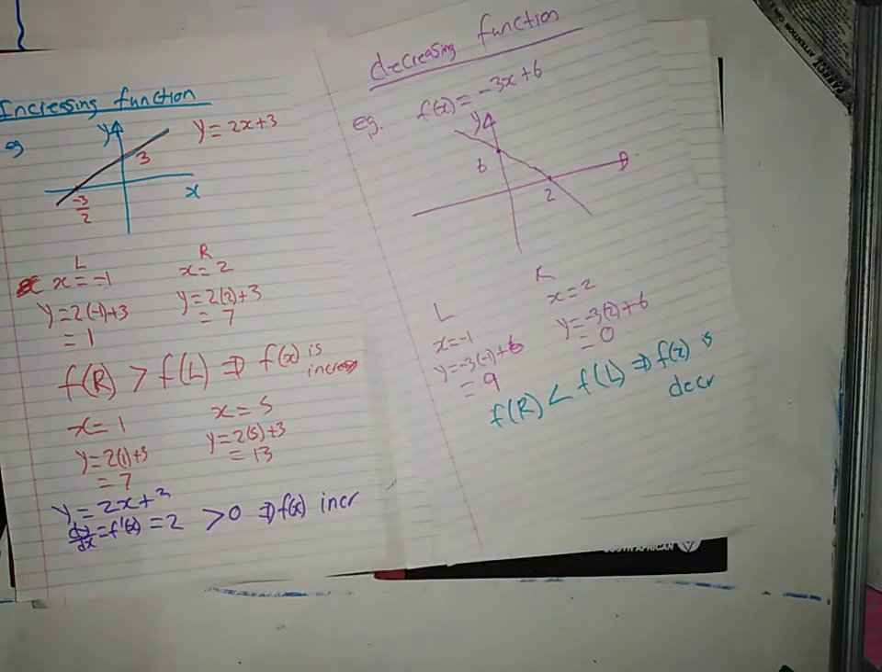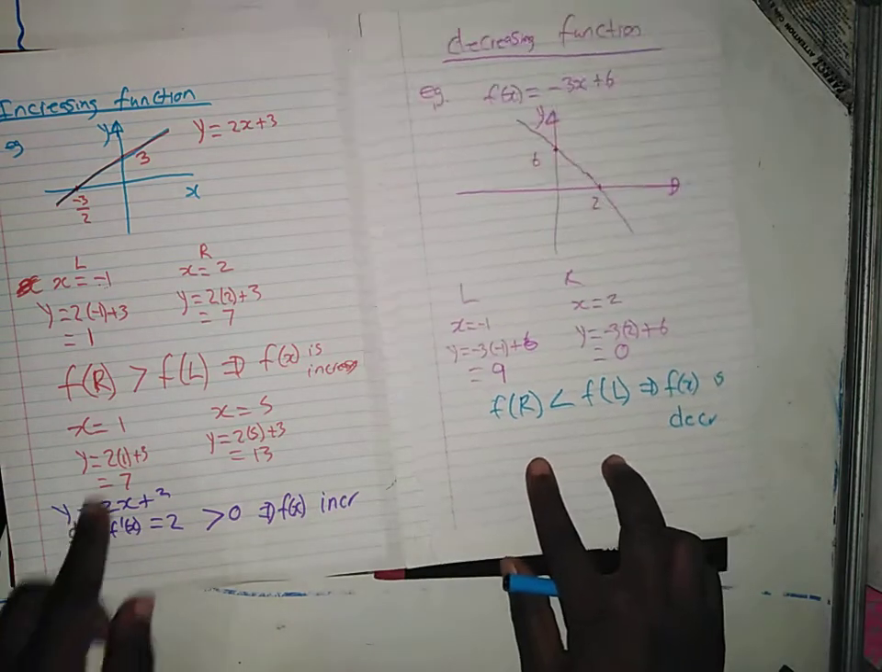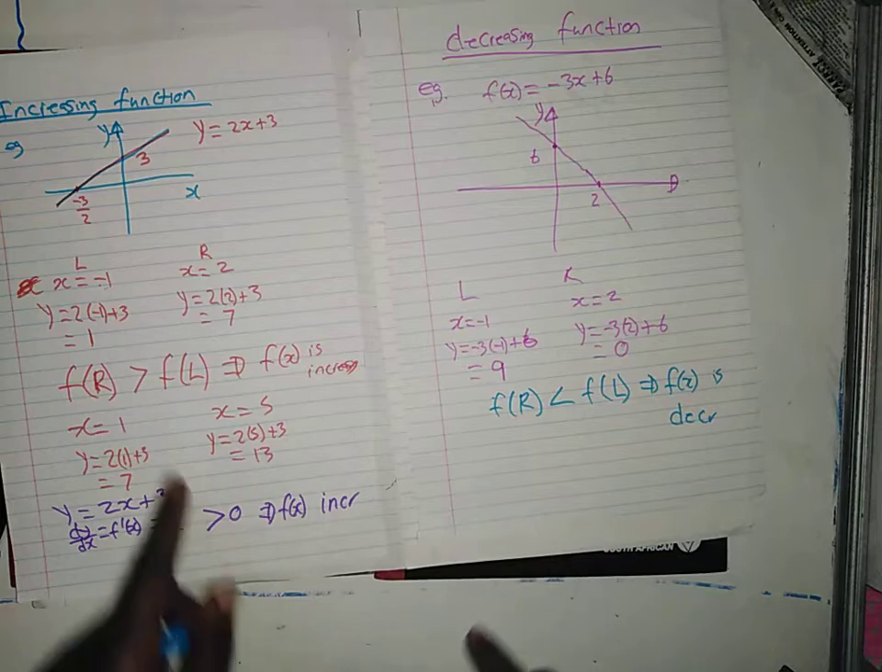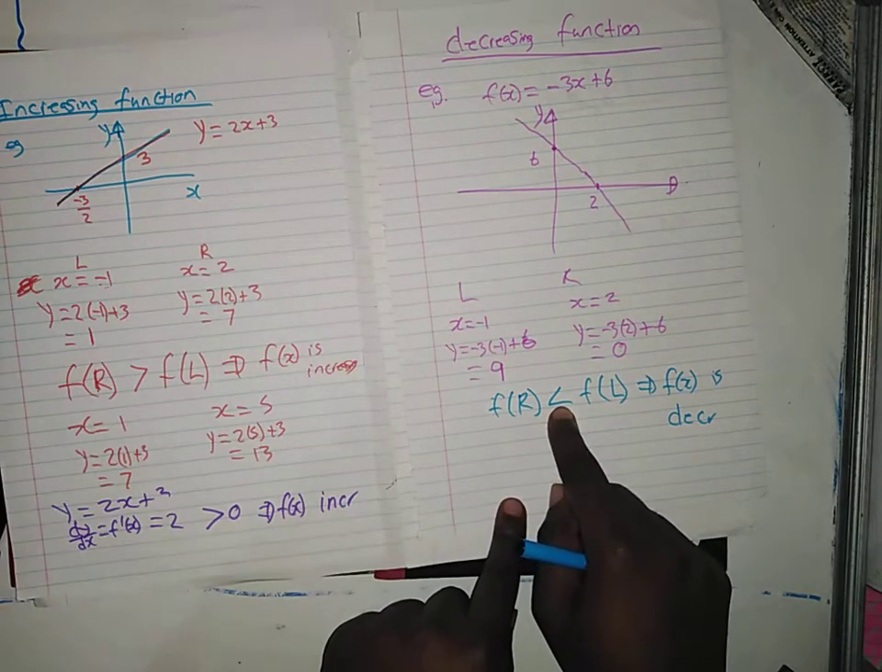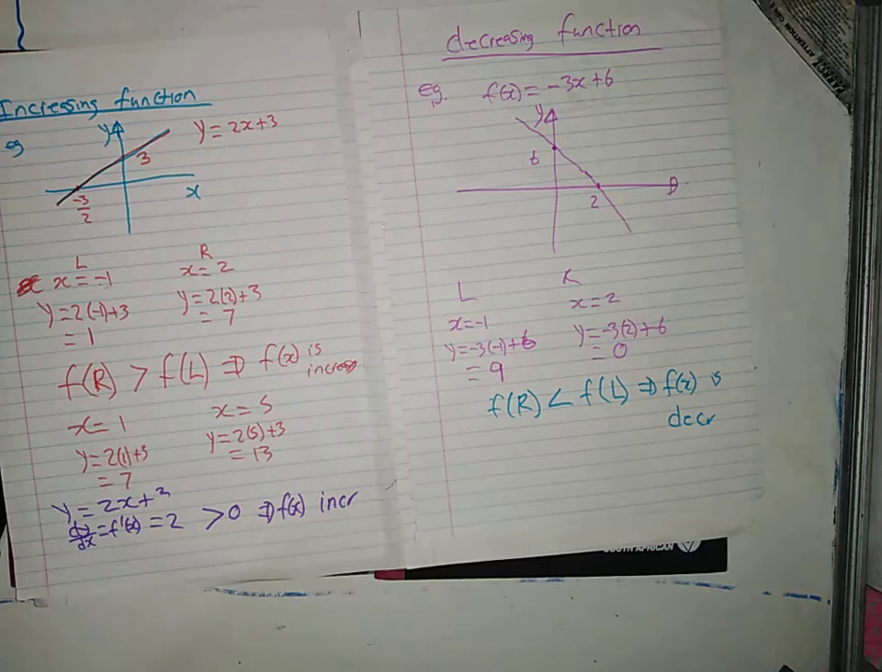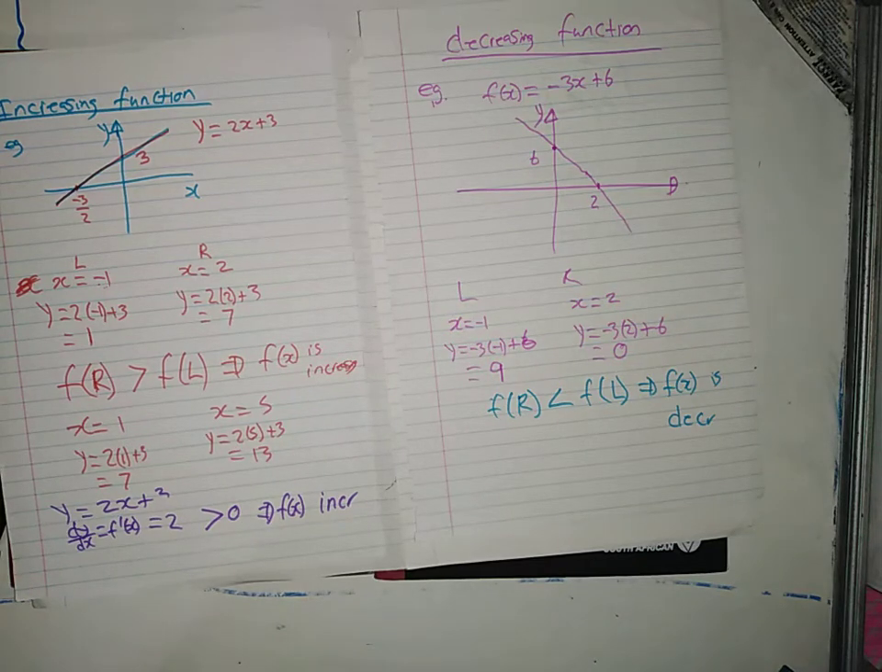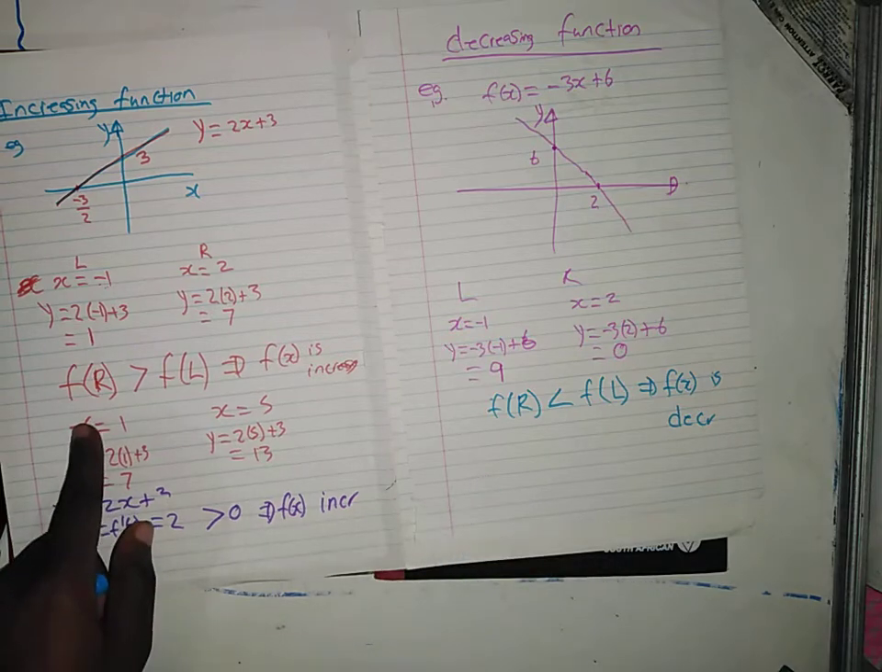Okay, so you always have R and L. Can you see? Here, you've got R and L. So if it's greater, then you know it's increasing. If it's smaller, then you know what? It is decreasing. Okay? You can go ahead and try this for yourself.